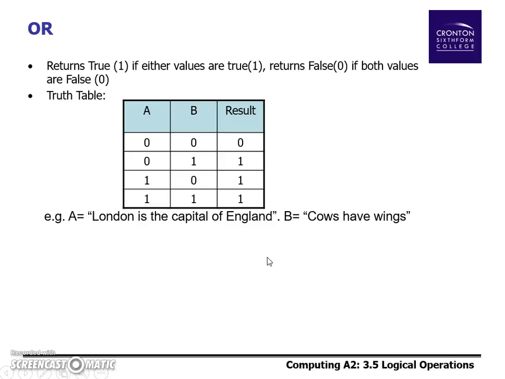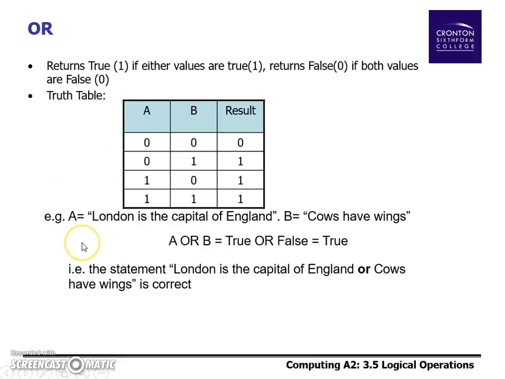So we'll go back to our statement: London is the capital of England, cows have wings. We've got A OR B, so true OR false equals true. So London is the capital of England OR cows have wings is true, because London is the capital of England.